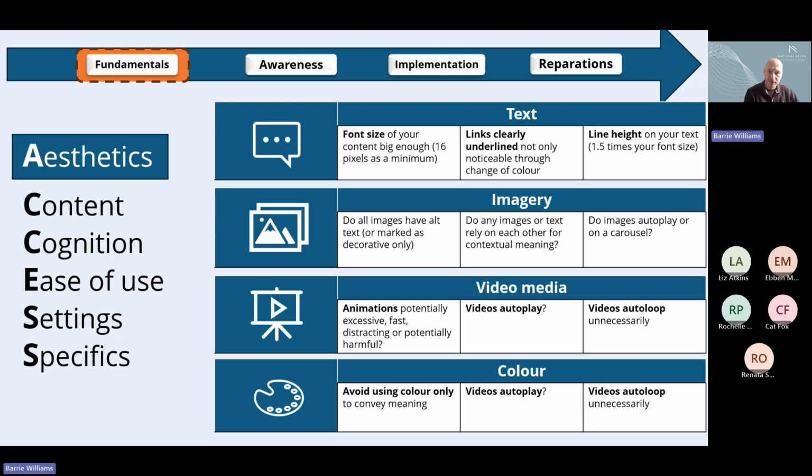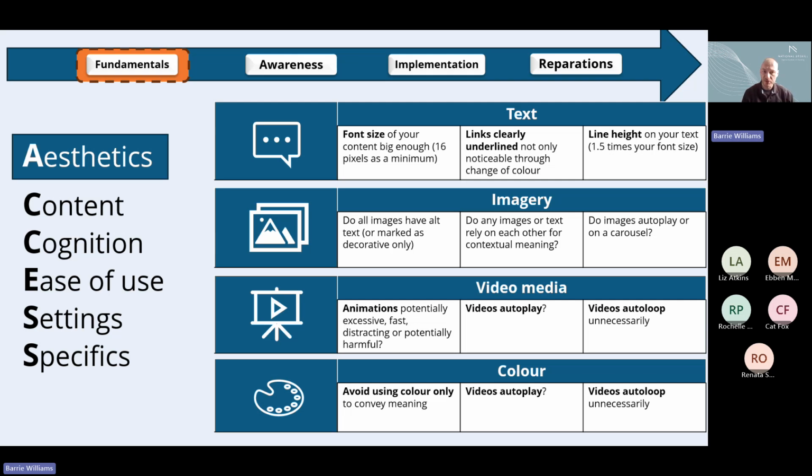Okay. Links clearly underlined. Don't just put it as a color because someone who's colorblind might not be able to see that, but maybe you want to change the color plus do the underline as well. All right, and line height. So for example, you might want to do spacing of 1.5 times.